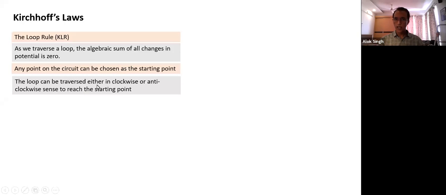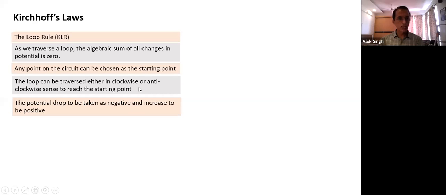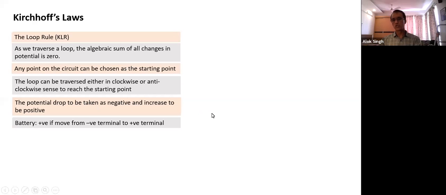The loop rule is very simple, and over the next month or so we will apply this rule so many times, so it's good that you get used to it. Since it is an algebraic sum, we have to define what is positive. When the potential increases it is taken as positive, and a drop is taken as negative. In case of a battery, we may move from the positive terminal to the negative terminal, or from negative to positive. When we move from negative to positive terminal, it's an increase in potential, and we take it as positive.